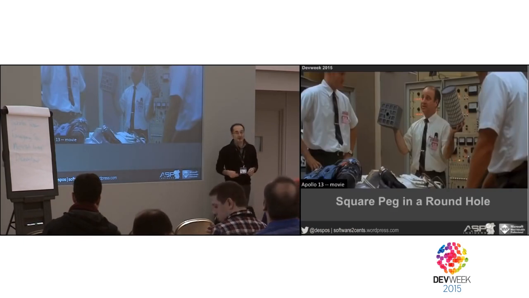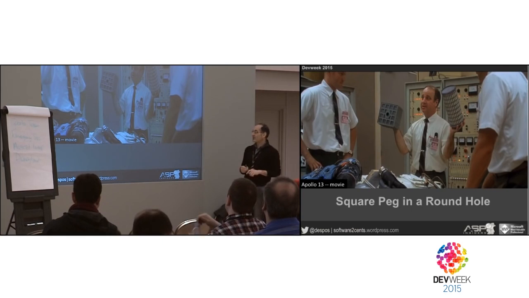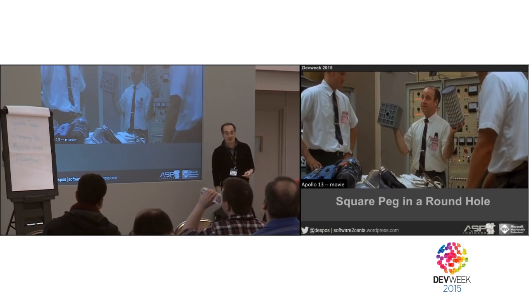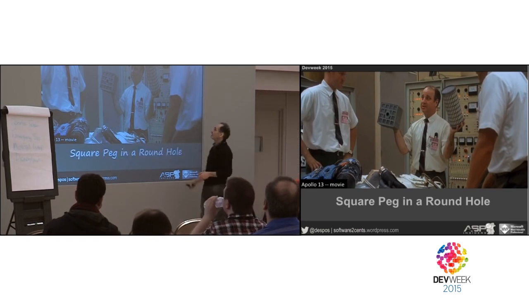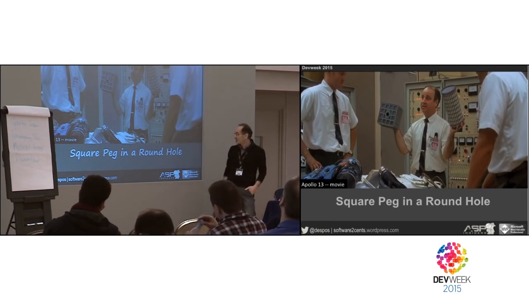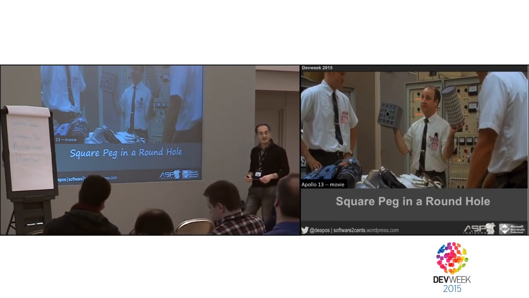This is a popular scene from the Apollo 13 movie, a few moments after the famous message, "Houston, we have a problem." And to solve the problem, the words of this character here are, actually, it's like having a square peg in a round hole.